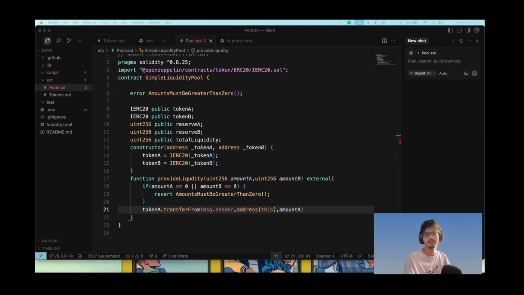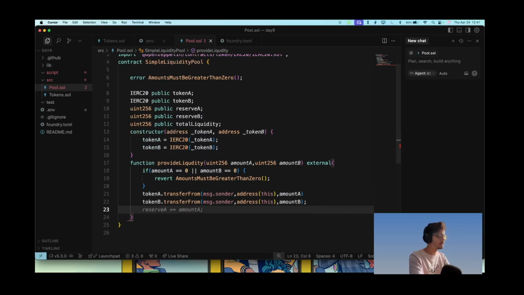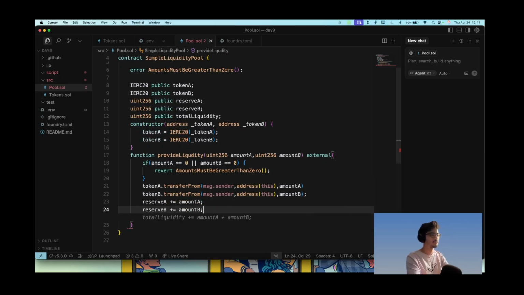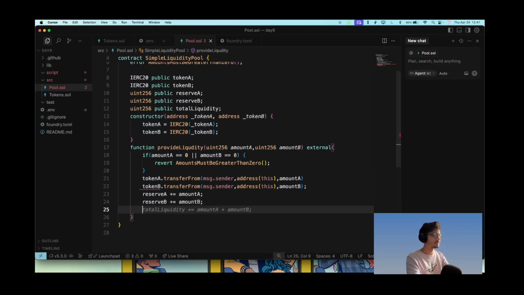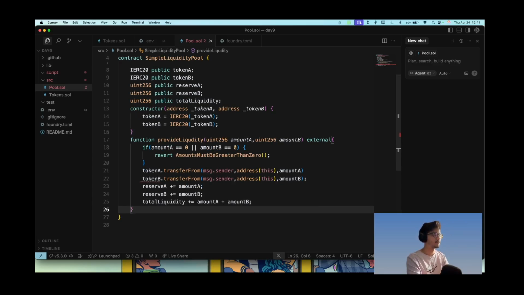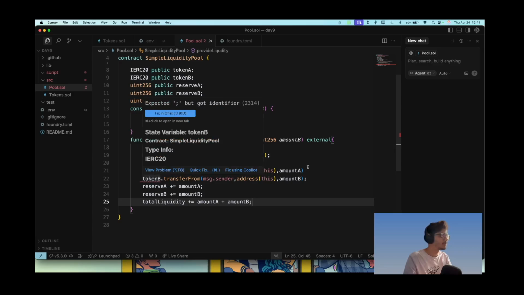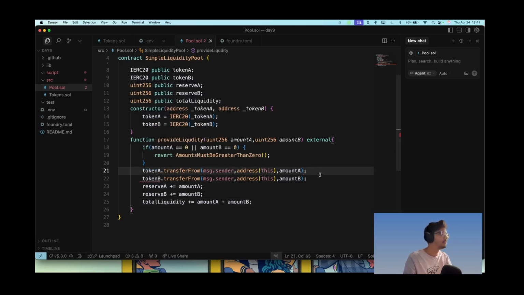Okay, now reserve will need to have the amountA and amountB added to it, and tokenB and reserveA += amountA, reserveB += amountB. Okay, so total liquidity will be amountA plus amountB. Okay, what is the problem here? Oh, we need this. This should not be this. I think it should be multiplied here.